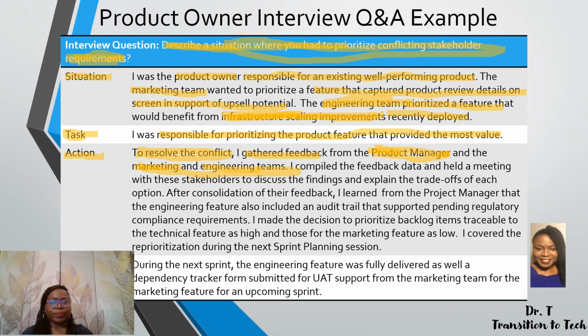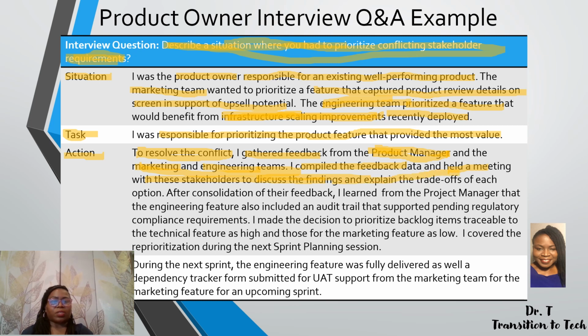And then you have these two teams that have a vital role in the product success as well, marketing team and engineering. So you met with each of these teams and you met with the product manager and you compiled data based on your feedback because you held a meeting with each of these stakeholders. And the purpose of the meeting was to talk about, here's the information I got from the product manager, the marketing team, and the engineering team, and now I want to pull you together to discuss my findings and explain the trade-offs.